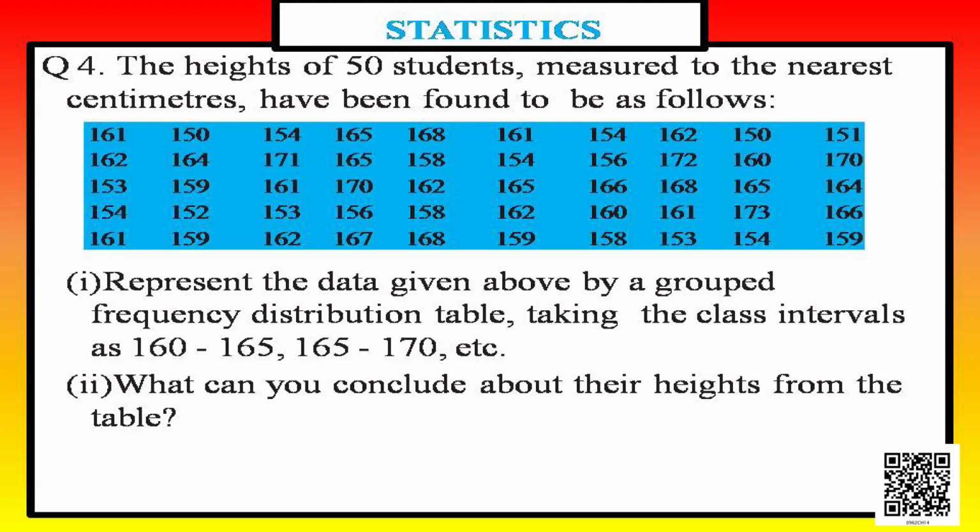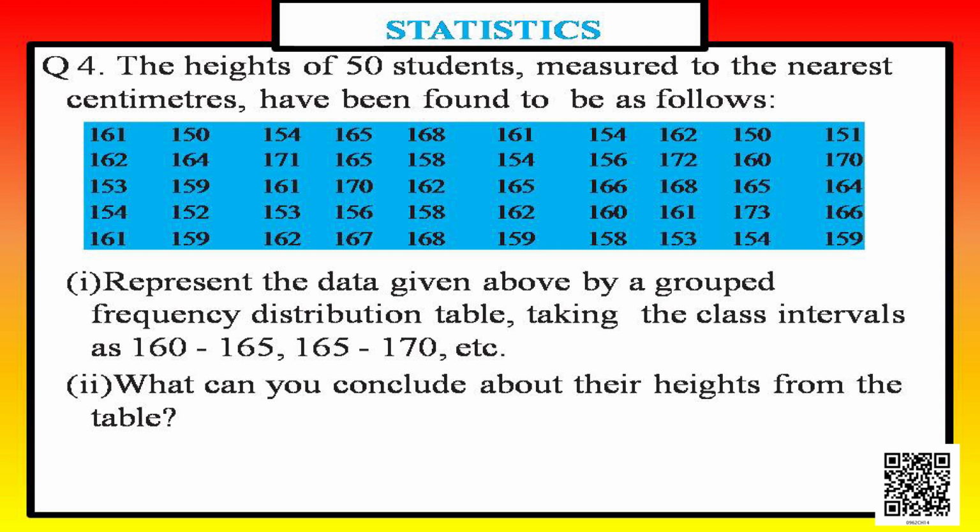Next, question number 4 of exercise 14.2. The question says the heights of 50 students, measured to the nearest centimeters, have been found to be as follows. So they have given a list of the heights of all 50 students. Then they asked, bit 1, represent the data given above by a grouped frequency distribution table taking the class intervals as 160 to 165, then 165 to 170, etc. And the second bit says, what can you conclude about their heights from the table.